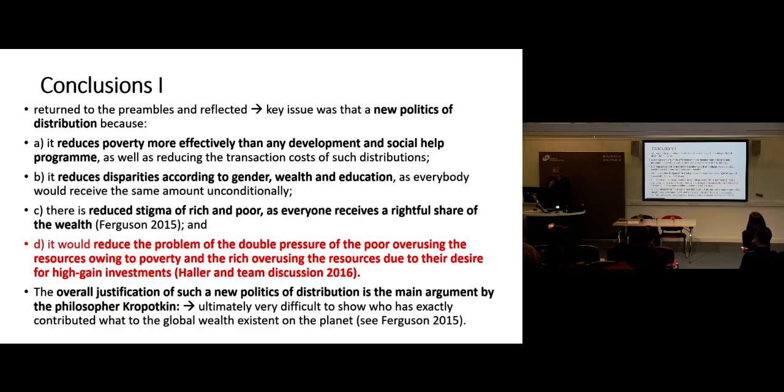It would reduce, through that redistribution, the problem of double pressure: the poor, overusing resources owing to poverty, which is created powerfully, and the rich overusing the resources due to their desire for high gain investment. So if I'm sitting on a lot of money, I'm in stress, I'm a poor guy, because I have to look how this money is nicely invested. What the hell am I doing? You know? Well, where do I put the money?